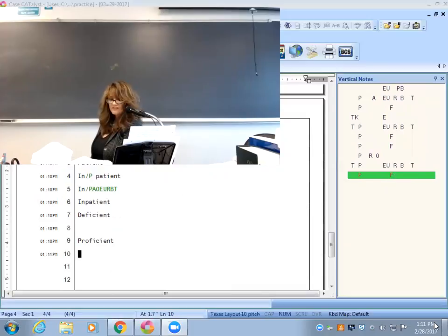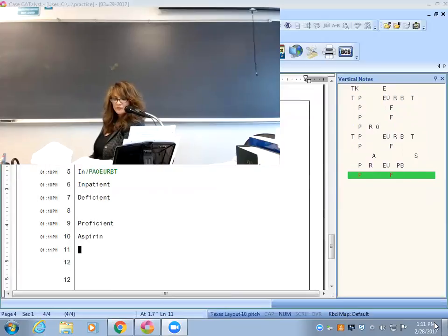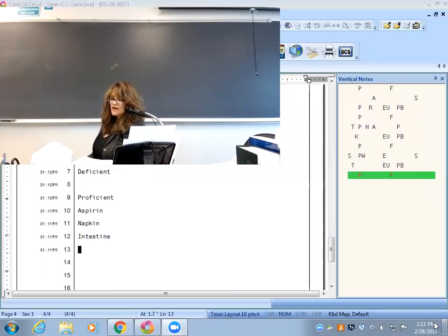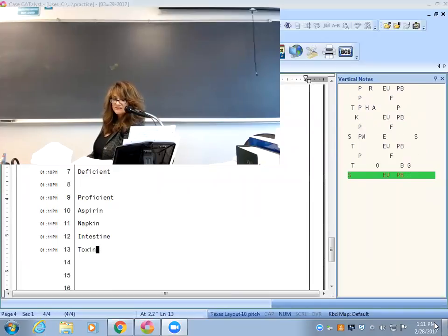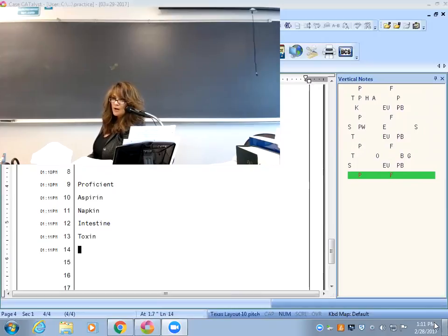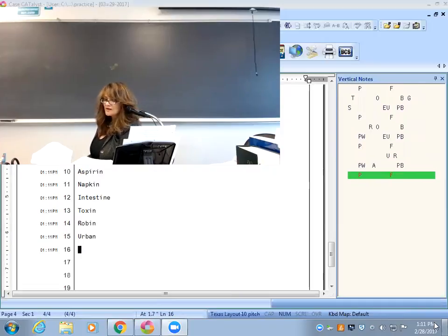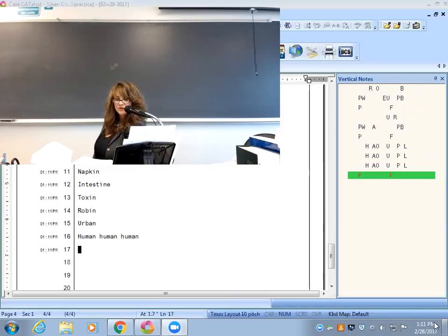Okay? And then you have C, outlines that have the strokes IN, AN, so you have aspirin. You can't leave those words by themselves, so aspirin, include it with the consonant. You have napkin, napkin. And then you have intestine, intestine. Okay? And then you have toxin, toxin. And then you have robin: rob, come back, bin. You can't leave the IN by itself. Urban is urban. And then you have human, the brief is hume, H long U-M.